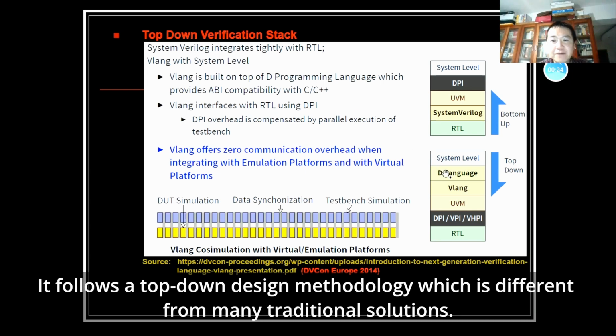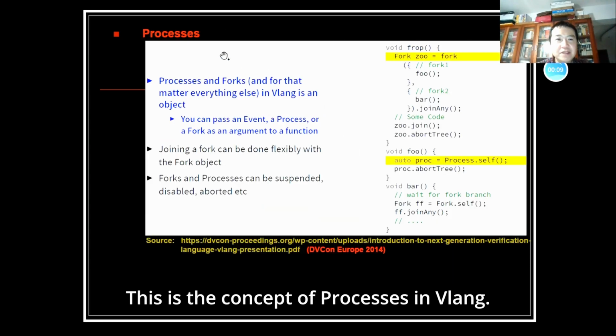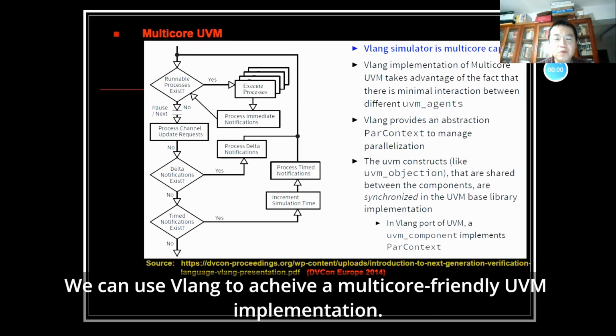It follows a top-down design methodology which is different from many traditional solutions. Here is an illustration of the object hierarchy and package design of Vlang. This is the concept of processes in Vlang. Vlang uses features like mixins and user-defined attributes in the D language to implement constrained randomization. We can use Vlang to achieve a multi-core-friendly UVM implementation.